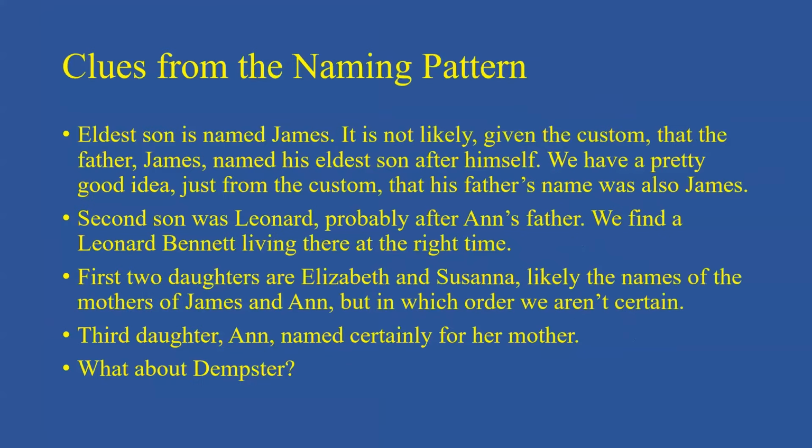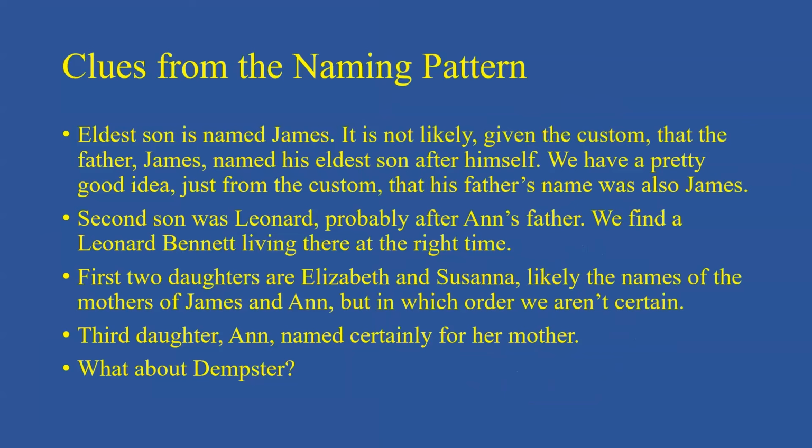So the first thing we need to do is the eldest son is named James. It's not likely, given the custom, that the father would have named the eldest son after himself. That was just not the custom in Ireland. So we can have a pretty good idea from the ancestral custom that the James being used was the father's name as well as the grandfather's name. That was an important clue for me in trying to dig back further into the family.